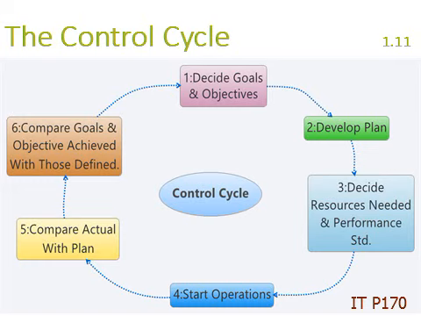1. Decide on the goals and objectives. 2. Develop the plan. 3. Decide on what resources are needed and the performance standard that will be used. 4. Start the operations. 5. Compare the actual performance with the plan. 6. Compare the goals and objective achieved with those defined.